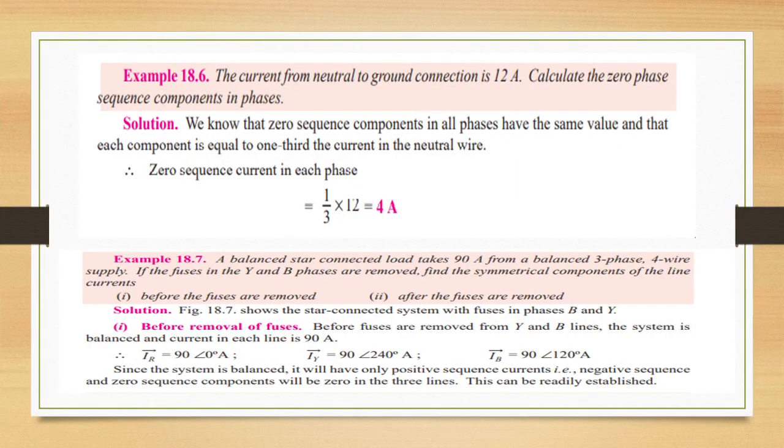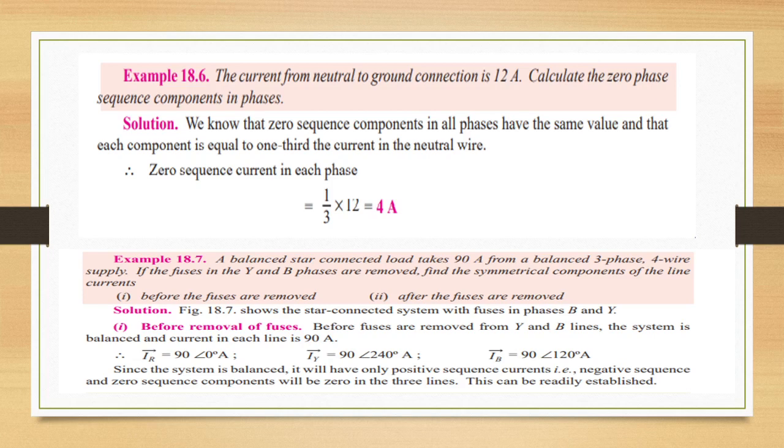Current from neutral to ground connection is 12 amps. Calculate the zero phase sequence components in phases. Let us see the solution. We know that zero sequence components in all phases have the same value, and that each component is equal to 1/3 the current in neutral wire. So 1/3 into 12, 4 amps is the zero phase sequence current in each phase.